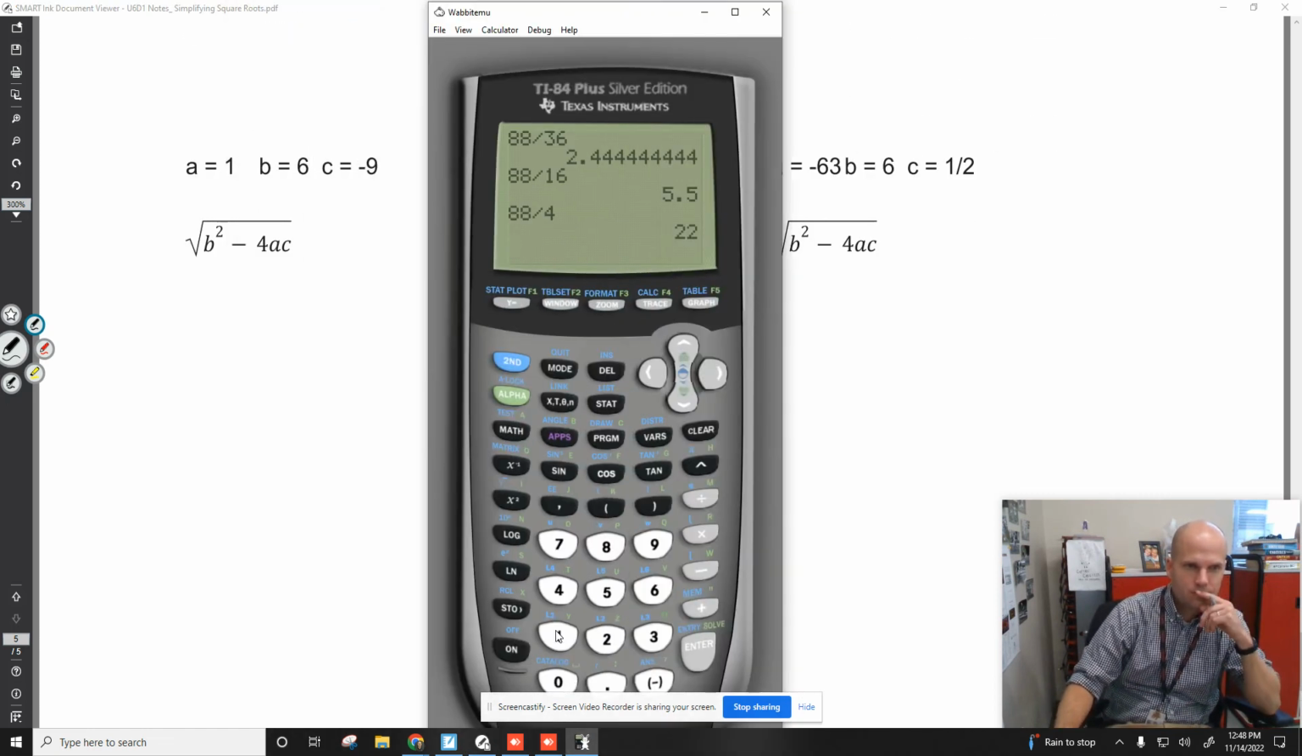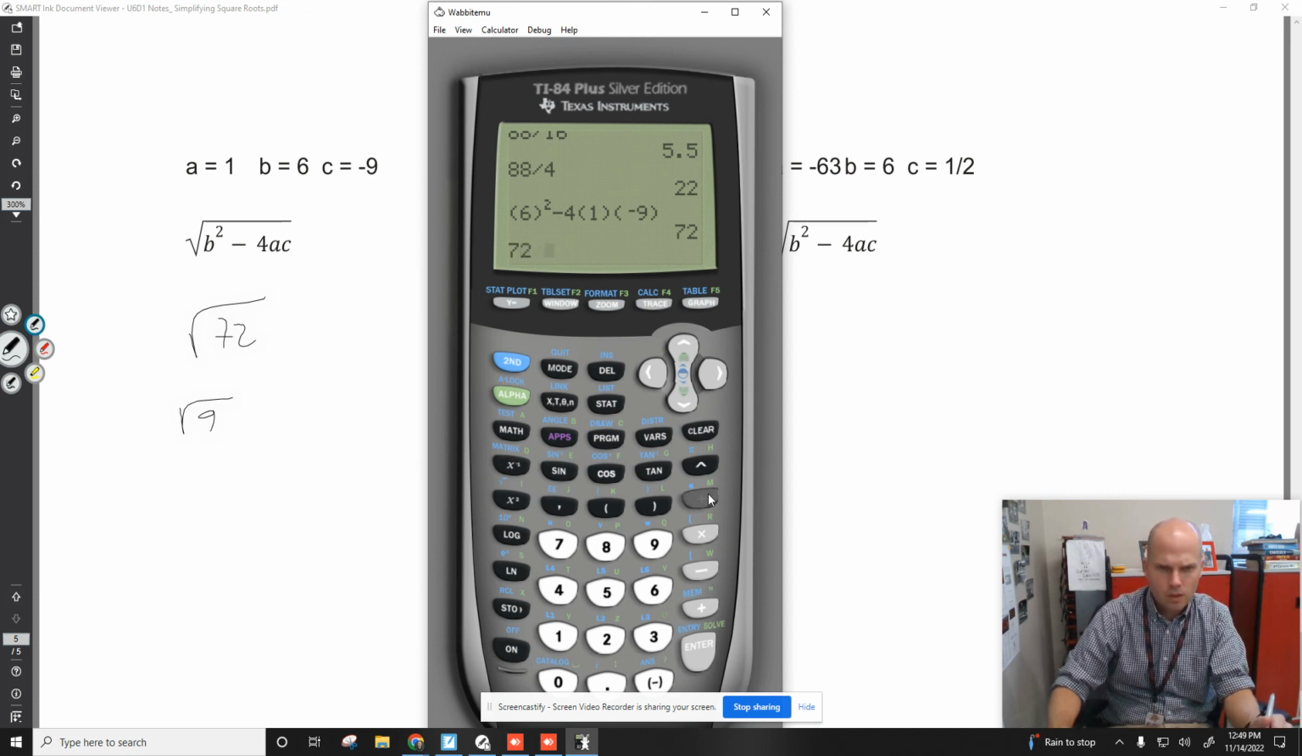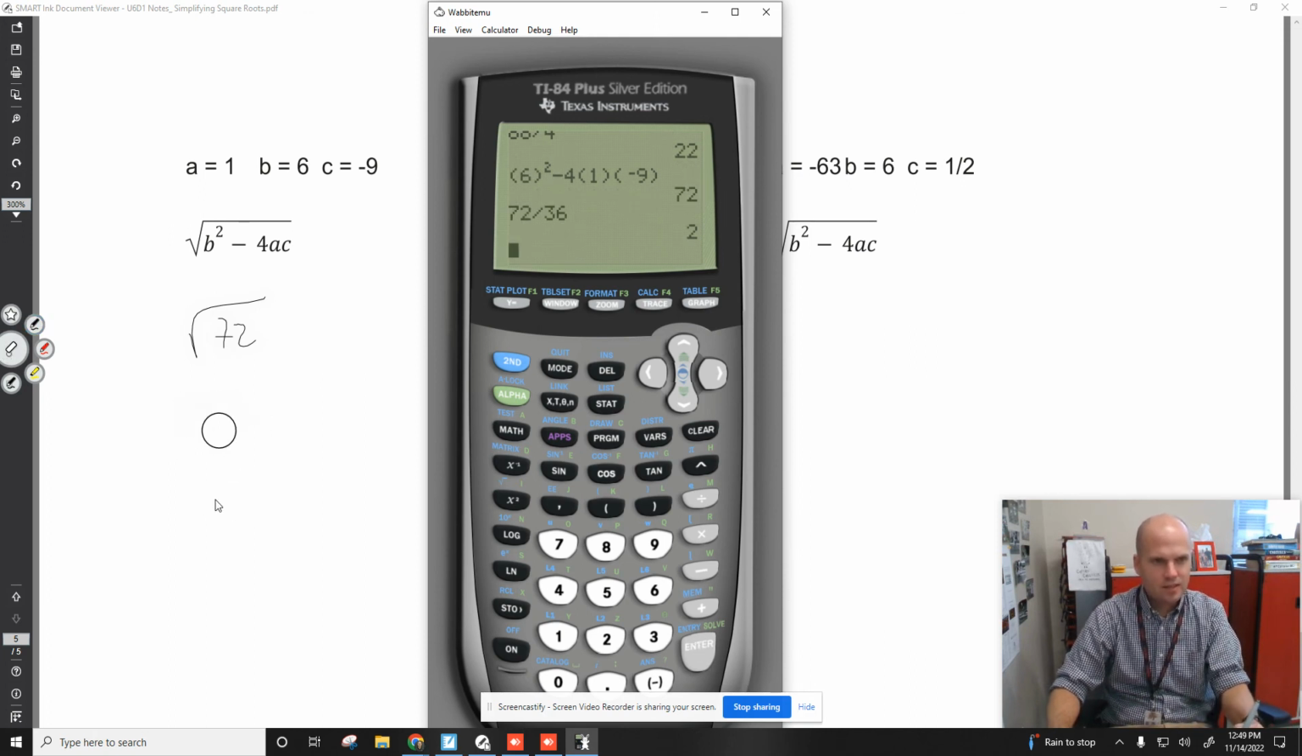What about this? B squared minus 4 times 1 times negative 9. Root 72. I know what that is. That's root 9, root 8. Ooh, hold on. 36. Way to go. Who came up with this problem? That's a good one. 36 root 2.